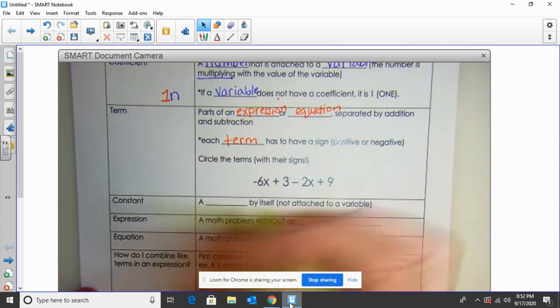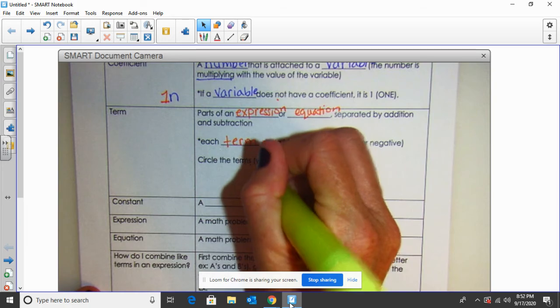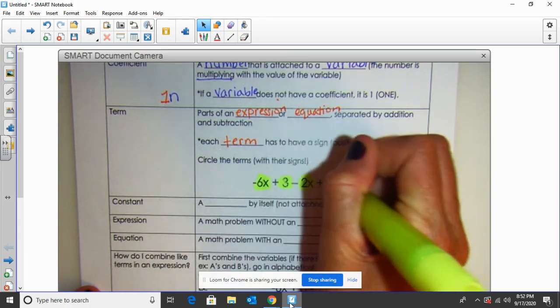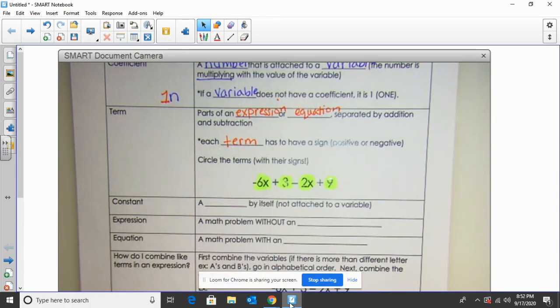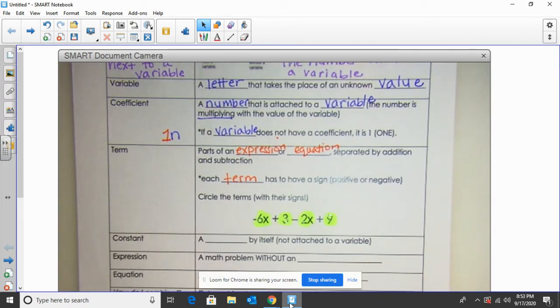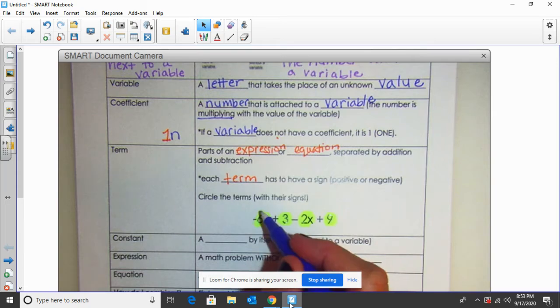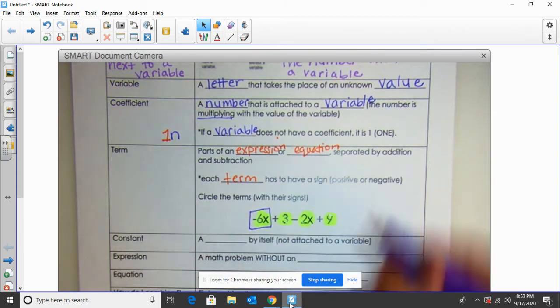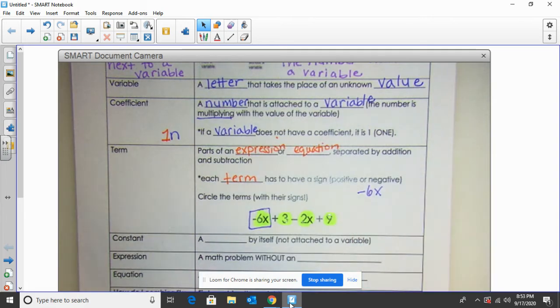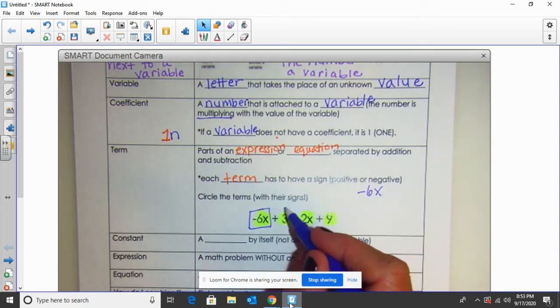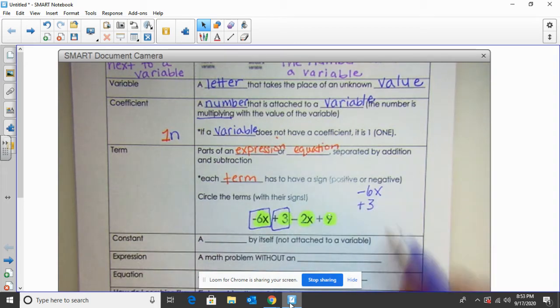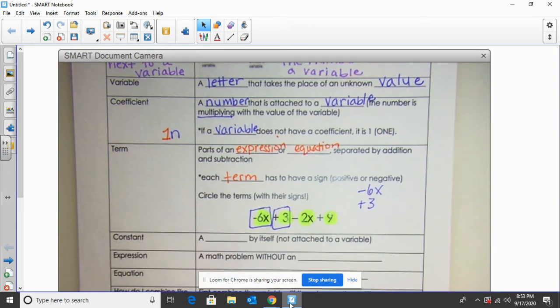So first of all, I'm going to show you that I see 1, 2, 3, 4 terms in here. That means 4 things that are separated by pluses or minuses. Now, I did tell you that they have to have signs, so this 6x happens to be a negative 6x. So my first term is negative 6x. This looks like a plus 3, but if I were to pull this 3 out all by itself, I would bring that positive sign with it. So that term is a positive 3.